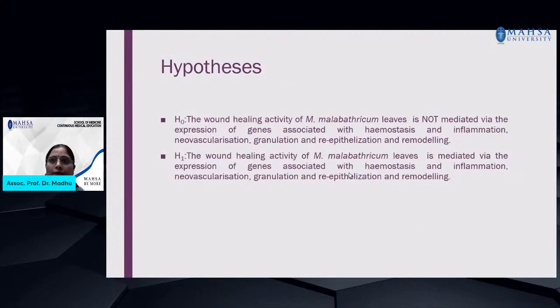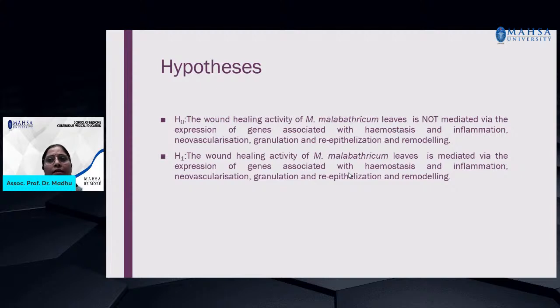Moving on to the hypothesis. The null hypothesis is that the wound healing activity of Melastoma malabathricum leaves is not mediated via the expression of genes associated with hemostasis, inflammation, neovascularization, granulation, reepithelialization, and remodeling. Usually, these are the mechanisms of wound healing: hemostasis, inflammation, neovascularization, granulation, reepithelialization, and remodeling.